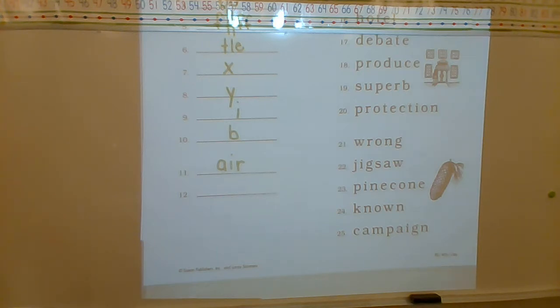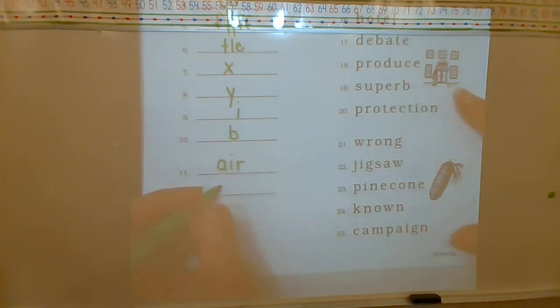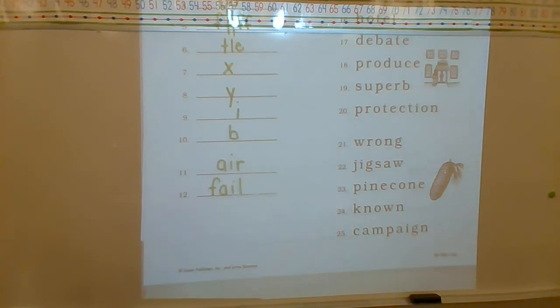And number 12, spell the word fail. Bite your lip for fail. Again, we hear a digraph making the A sound in the medial position, fail. That's right, F-A-I-L, fail. Do not fail to write fail on number 12. All right, pencils down to listen. Okay?